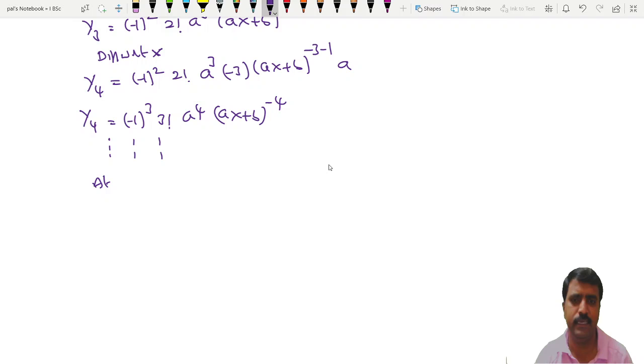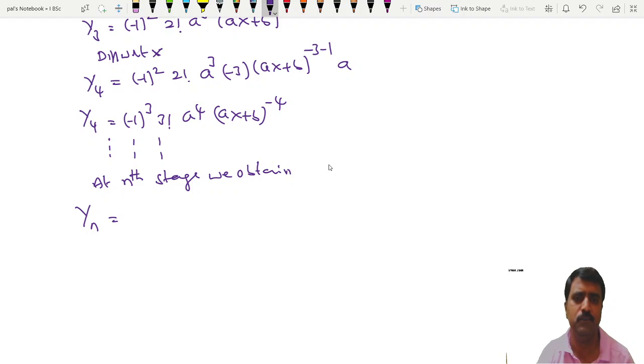at nth stage we obtain that yn is equal to, y4 has minus 1 to the power 3, and 3 is the number which is one number less than 4. So if it is n, minus 1 should have the power n minus 1, so it is minus 1 to the power n minus 1. When it is 4, there is 3 factorial; when it is n, the number should be 1 less than n.